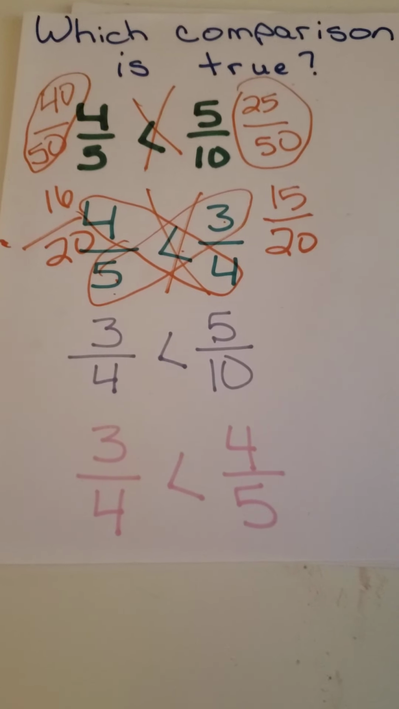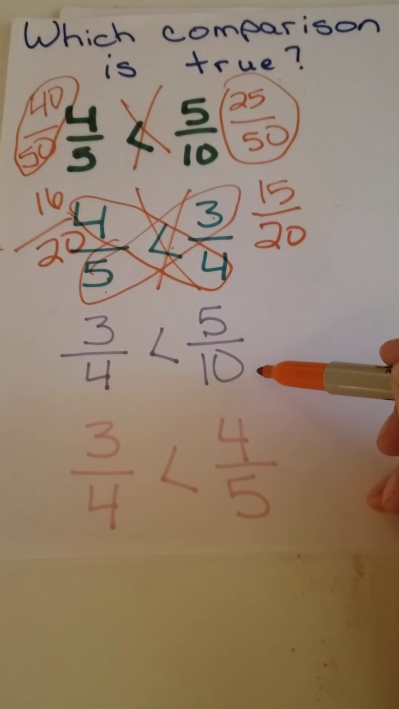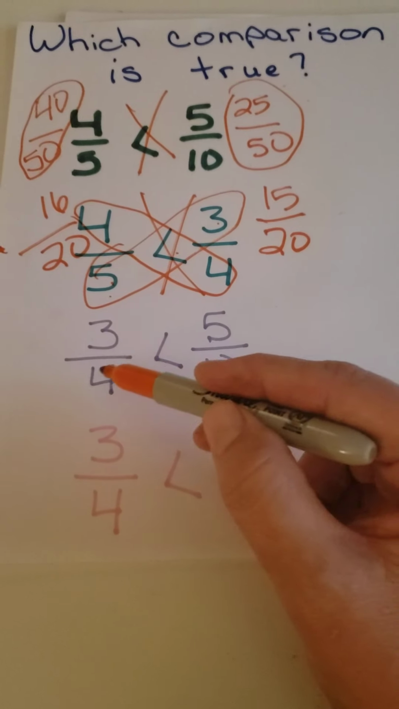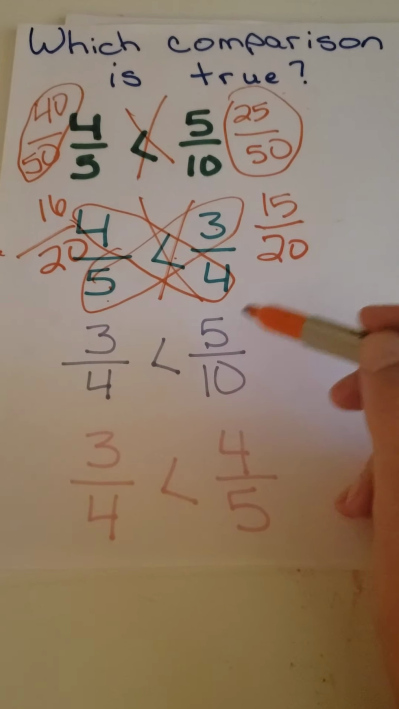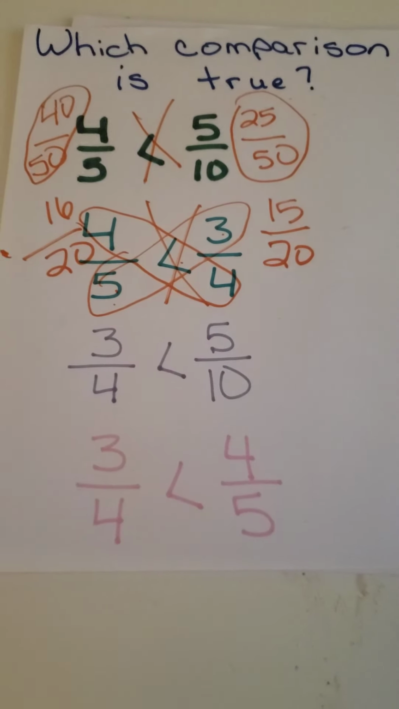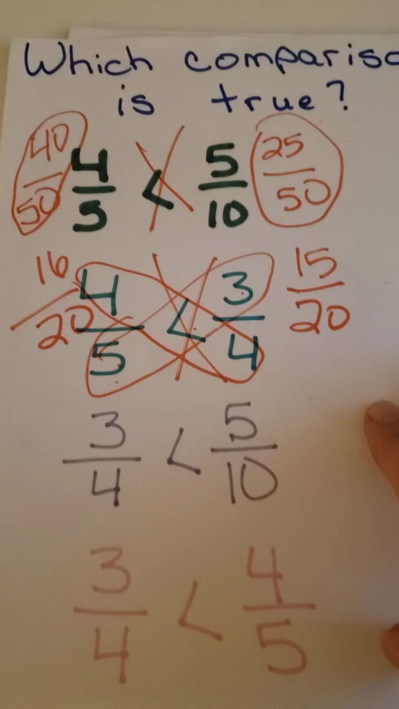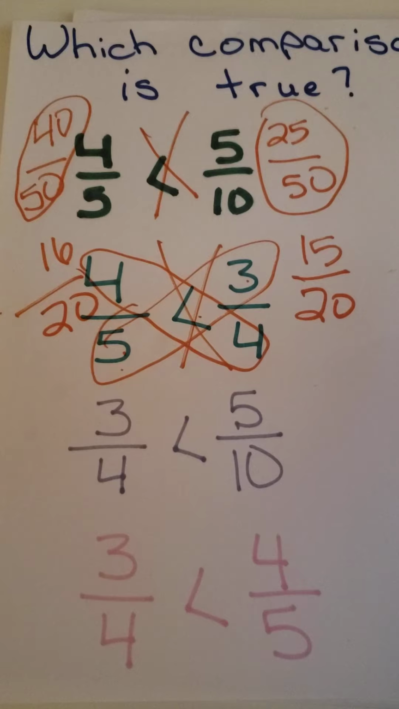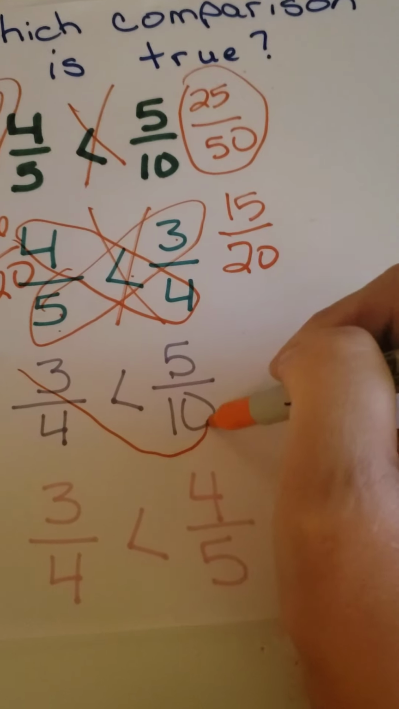Are you starting to remember? Okay, we have to have the same denominator. If they are not the same, then we need to cross multiply when we're comparing. We're trying to see which one is true, which one is larger, which one is smaller. Okay, so let's try it again.